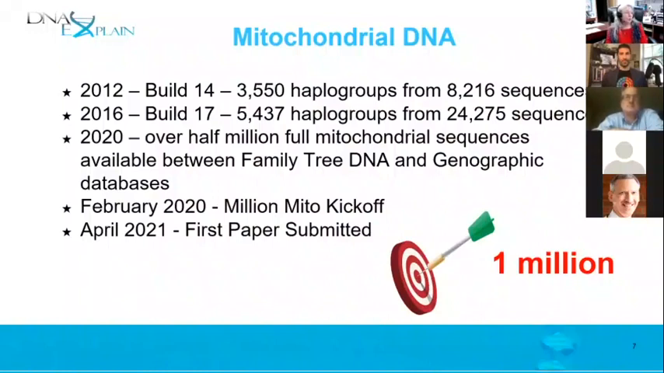So where were we with mitochondrial DNA? Well, in 2012, we had Build 14, which had 3,500 haplogroups from just over 8,000 sequences. Build 17, which is the current build in use, had over 5,000 haplogroups with 25,000 sequences. And in 2020, we realized we have over 500,000 full mitochondrial DNA sequences between Family Tree DNA, Genographic, NCBI, 1,000 Genomes, or enough of the sequence that we could use it to at least be interested and to know we need to sequence it further.